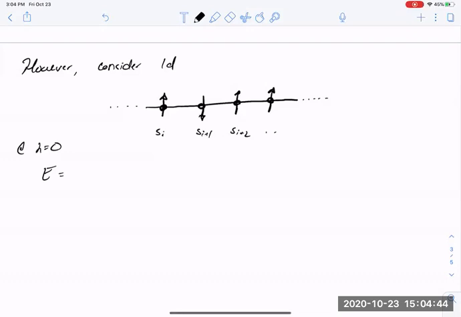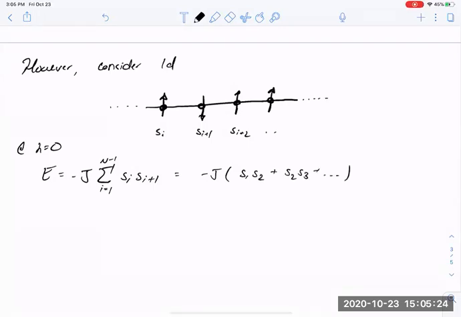At h equal to 0, the energy is minus J times a sum over pairs, that's what I mean to say. That product is simply Si times Si plus 1, summed only over i. So if I was to look at the first few of those terms, that's S1 S2, plus S2 S3, etc.